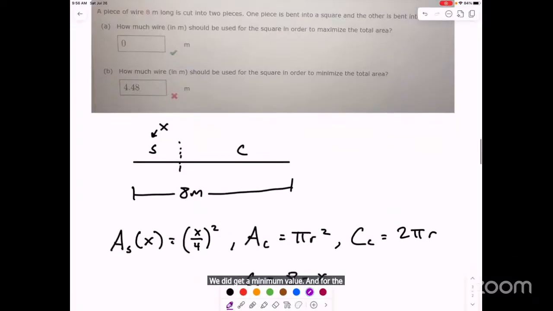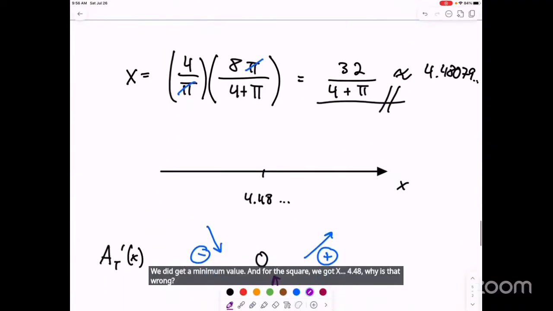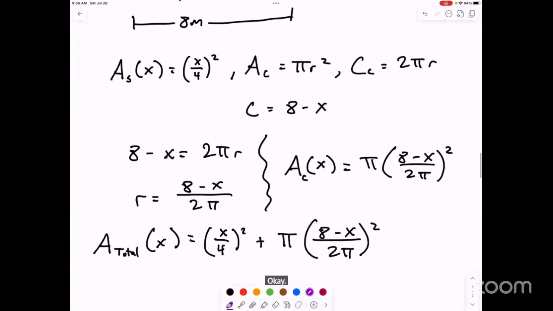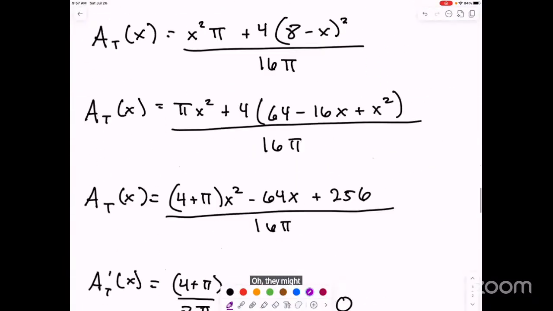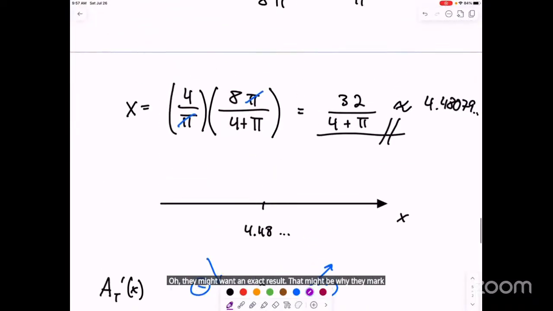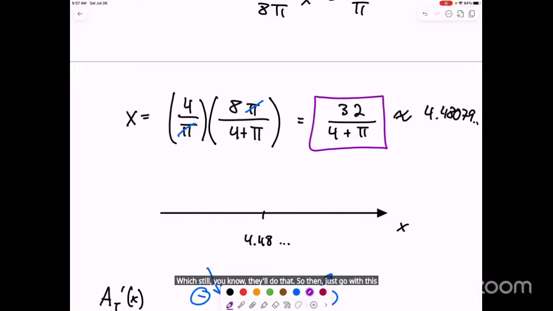And for the square, we got x 4.48. Why is that wrong? Oh, they might want an exact result. That might be why they marked it wrong. And so the exact result would be this guy here. So I think the answer was correct, but they just might want an exact result, which they'll do at times. So then just go with this guy here in purple, or at least just try it and let me know if it does or does not work.